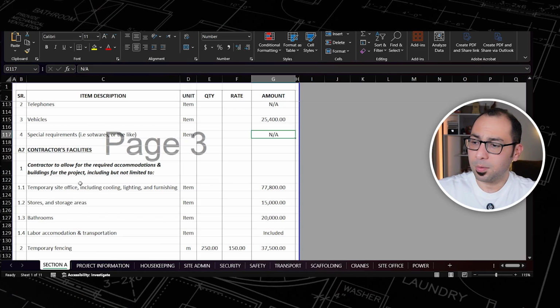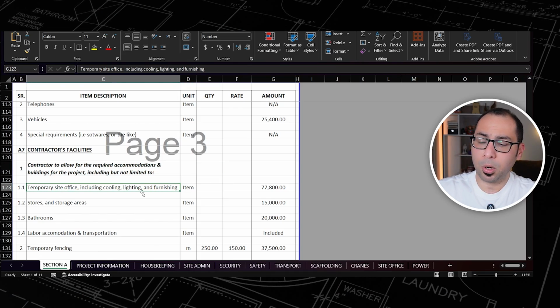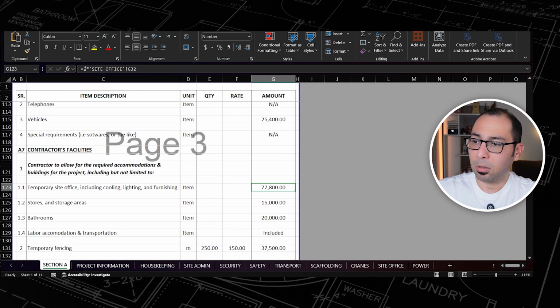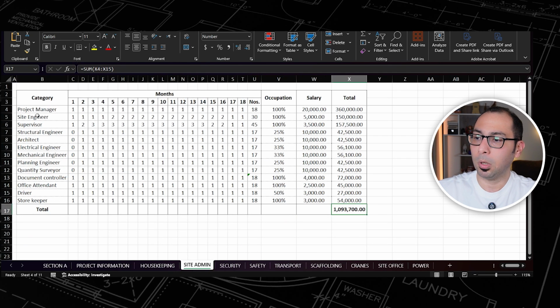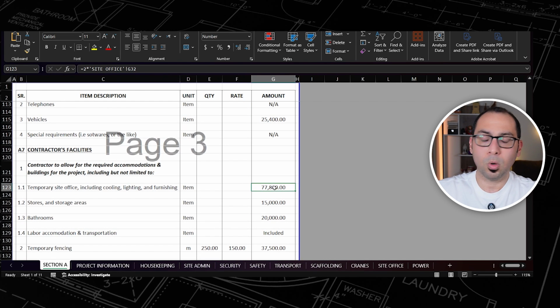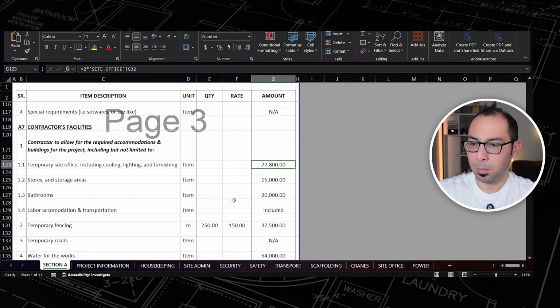And now when we go to subsection number 7, which is the contractor's facilities, it starts again with the temporary site office. For the client, we calculated the site office before, 38,000. So here, just for the contractor, I am using the same number with the same breakdown, but I am multiplying it by 2, because I am assuming that for the contractor to make all these people sit, you need 2 porta cabins. So I am just multiplying the 38,000 here by 2, and we saw the breakdown of that previously.